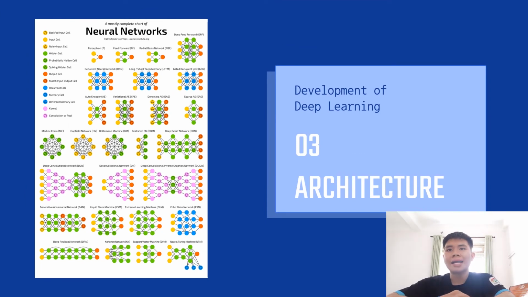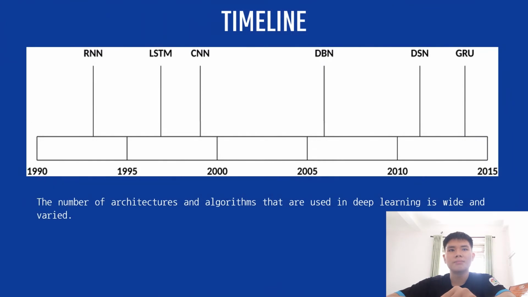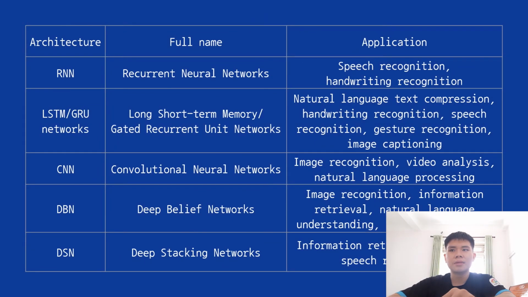With regard to architectures of deep learning, the number of architectures and algorithms that are used in deep learning is wide and varied. Look at the timeline. For 25 years, deep learning has developed many kinds of architecture. Here is a file showing types of architecture of deep learning and their applications.